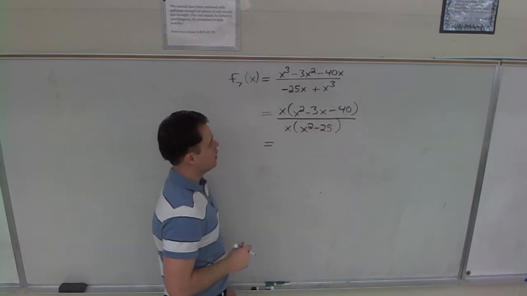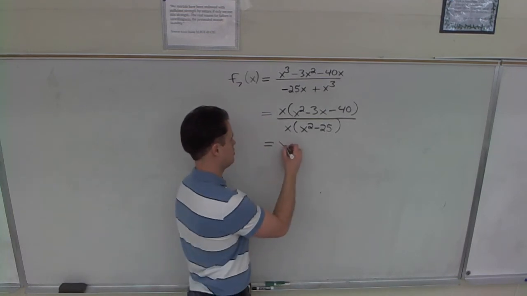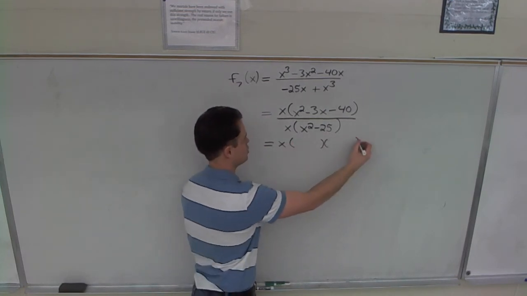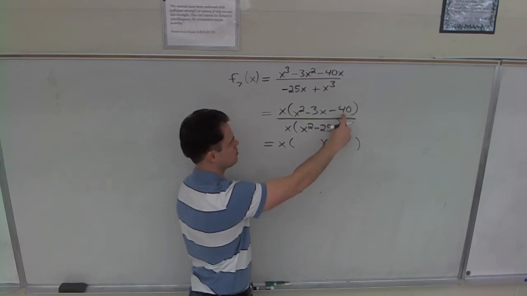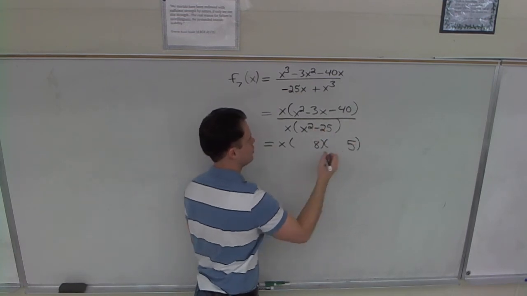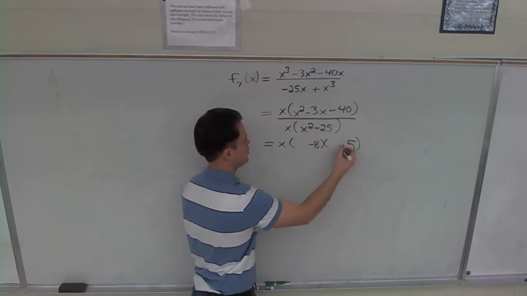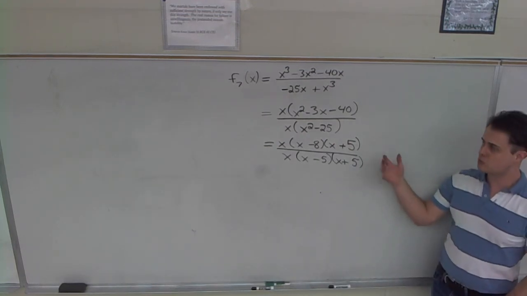Okay, can we do any more factoring? I think the answer is yes. I see some more stuff that I can factor on top. That's a standard trinomial. What is it, 8 times 5 is 40? Yeah, 8 and 5 will give me 3. I go negative 8 and positive 5. All right, so after we've factored the top and bottom, this is what we have so far.